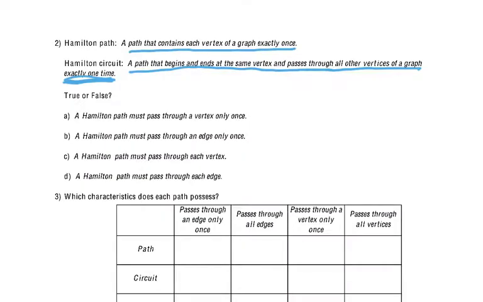Okay, so true or false questions. A Hamilton path must pass through a vertex only once. That is true.